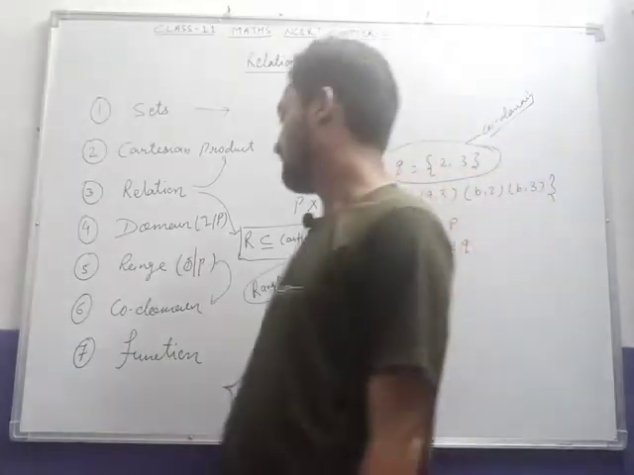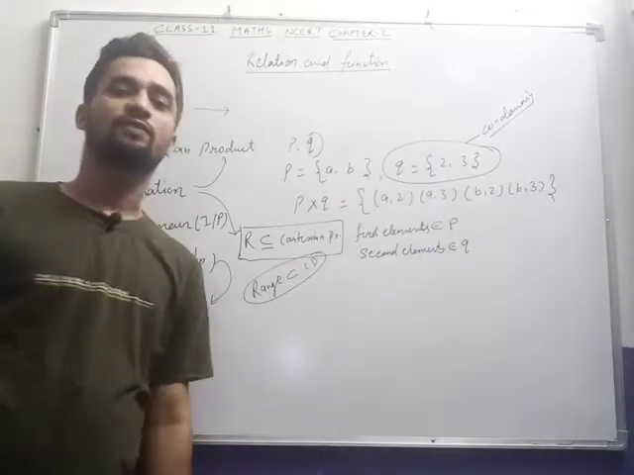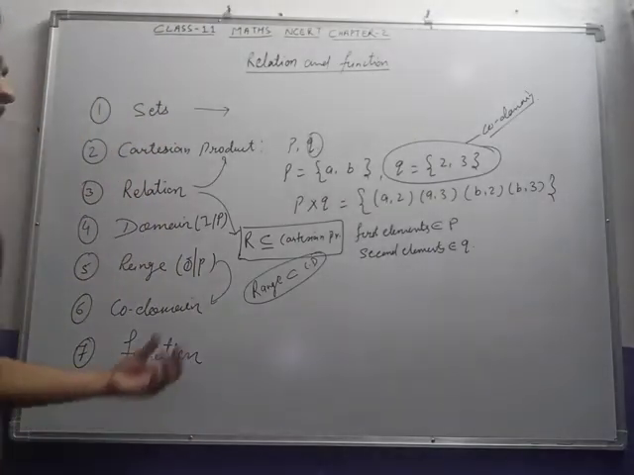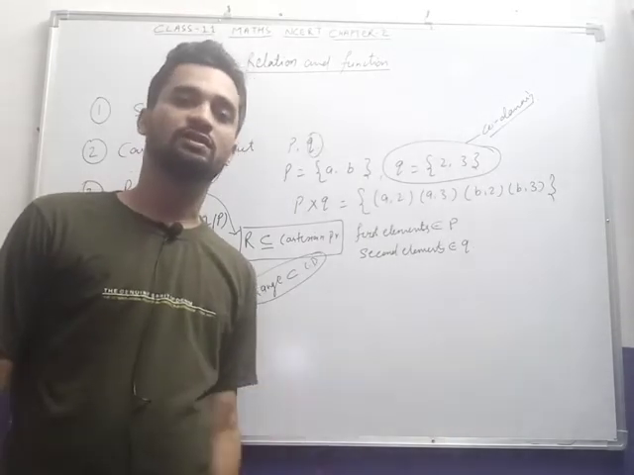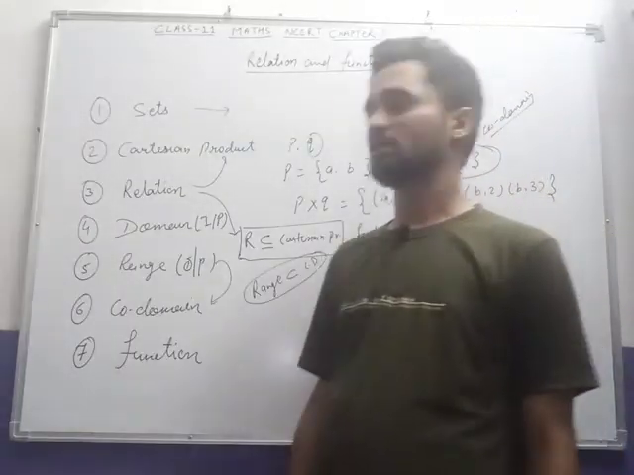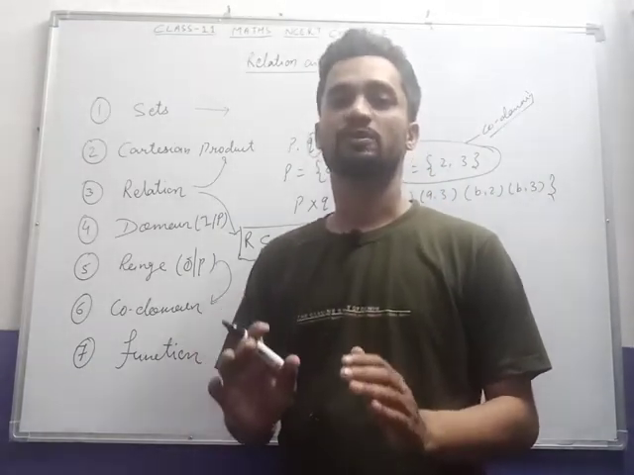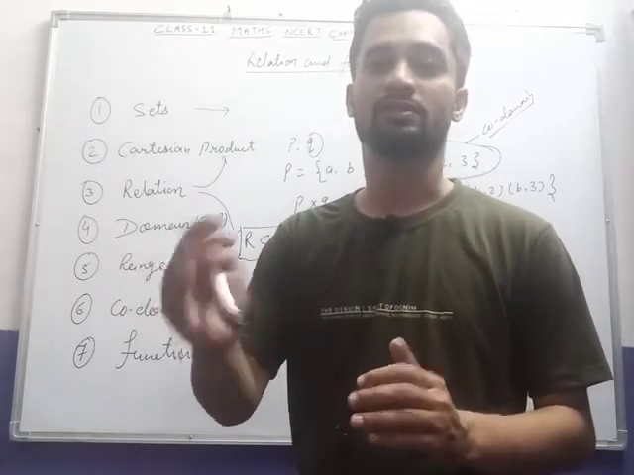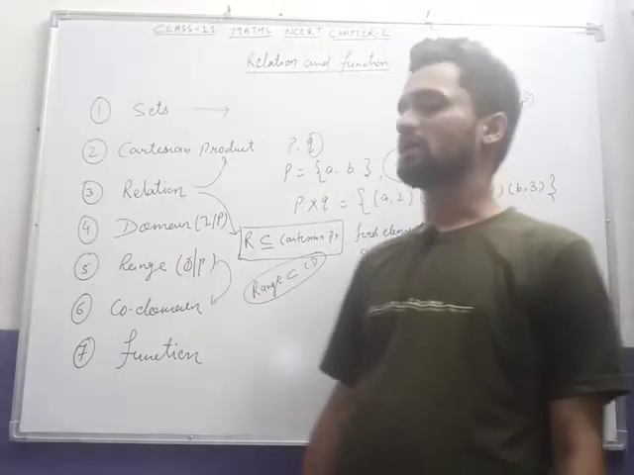And at the last, function. In a function we take the domain, put in the input values, and get the output values, which contain the range. That will be the function. Function again is a special type of relation.